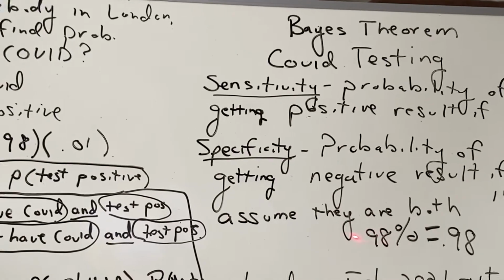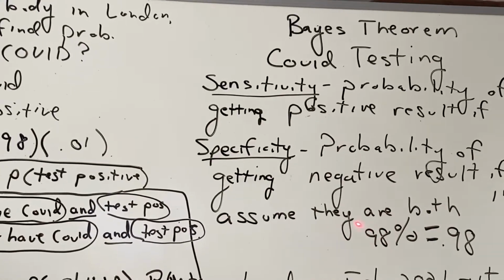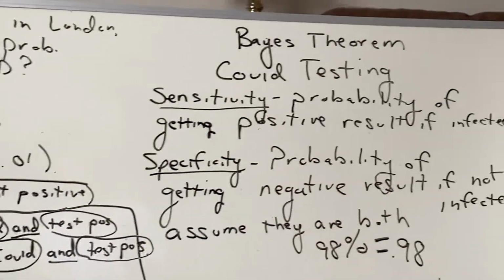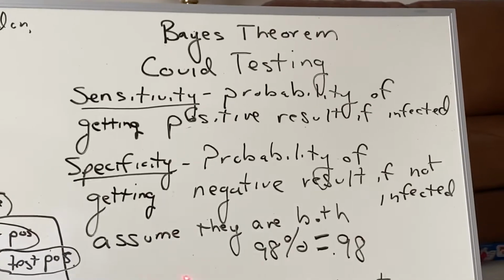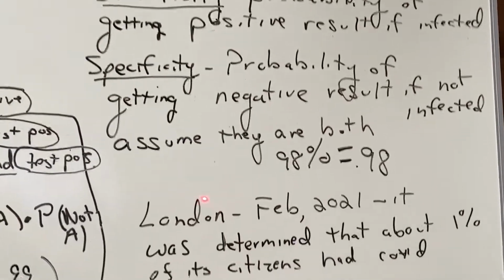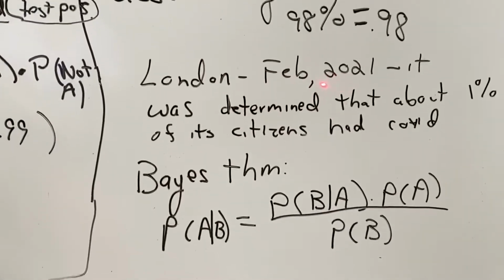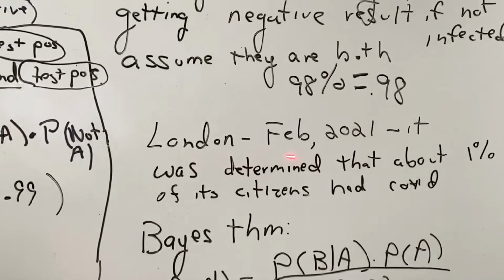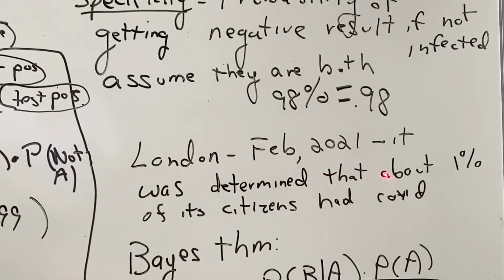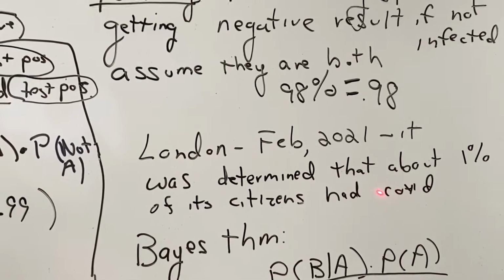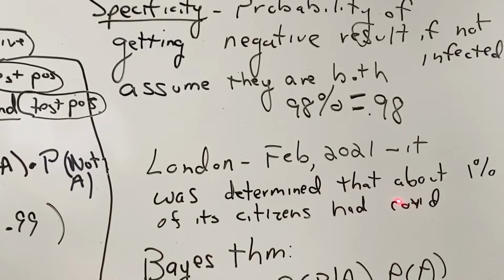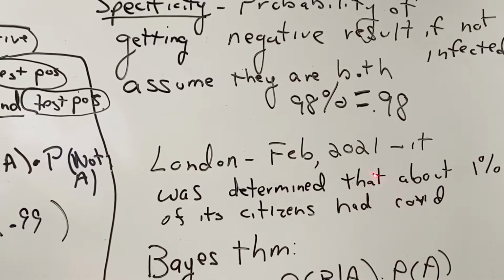Those are reasonable numbers. It's really hard to pin down exactly what it is, but we'll assume that to be the case here for the example that we're going to go over. So I actually just found this on the internet. This was from London about a year ago, February 2021, and they had determined that about 1% of its citizens had COVID at that time. Okay, so we're going to use these assumptions. 1% of the population has COVID with 98% sensitivity and specificity.